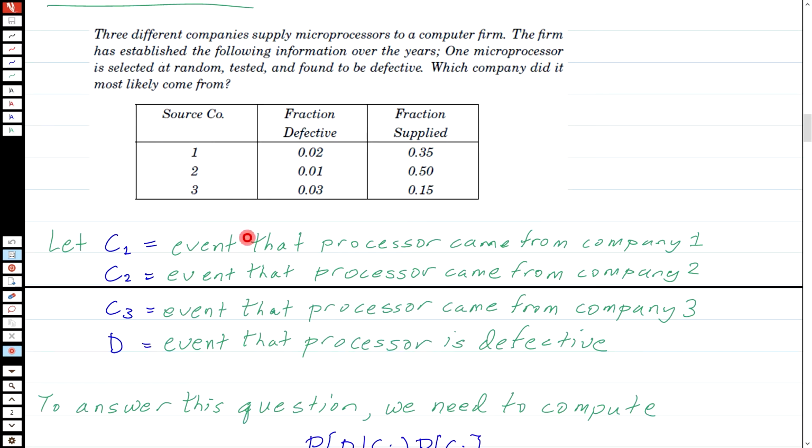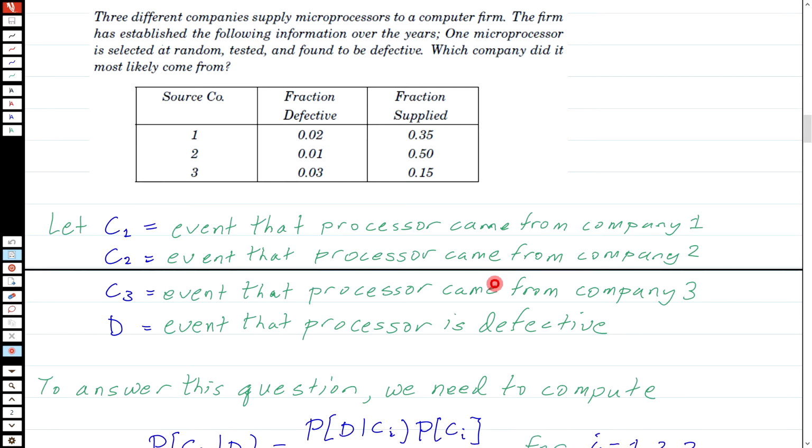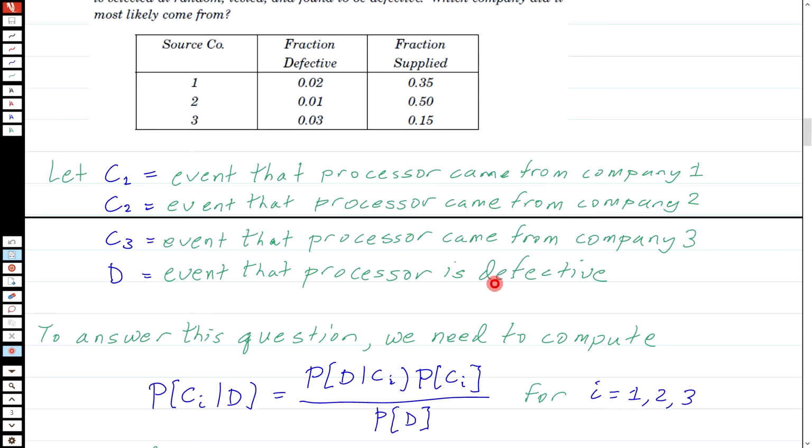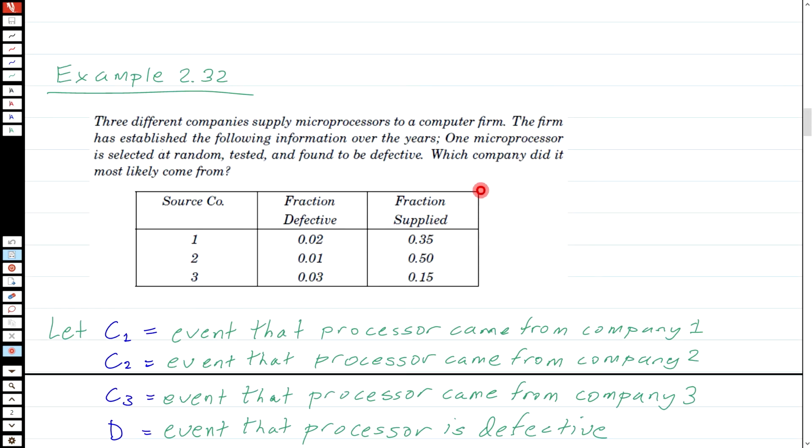Let C1 be the event that the processor came from company 1, C2 the event that the processor came from company 2, and C3 from company 3. And let's finally define the event D, that the processor is defective. To answer the question that's being asked, which company did it most likely come from? So we've selected a microprocessor, tested it, and found it to be defective. Now we're looking for which company did it most likely come from.